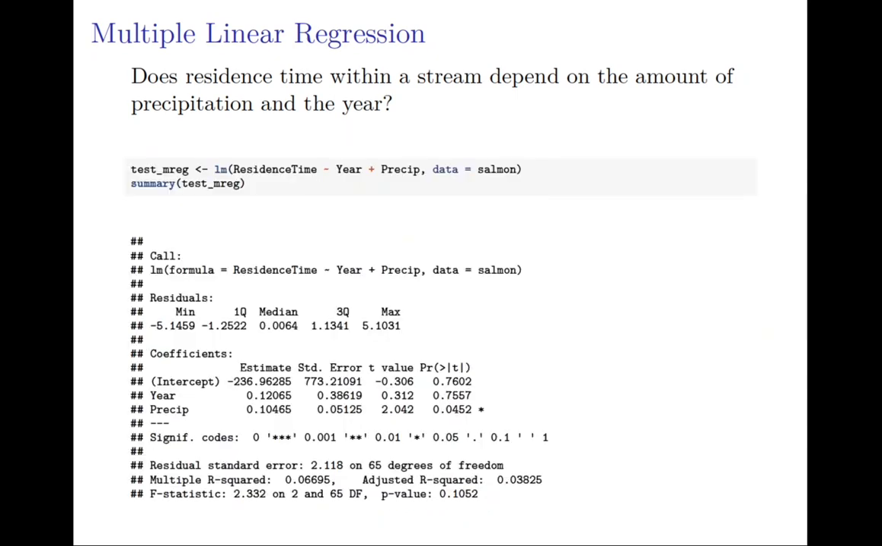And here is our test to look at if residence time is a function of year and precipitation. And here we find that only precipitation is influencing residence time, year is not. So precipitation affects residence time while holding year constant, but year does not affect residence time while holding precipitation constant.